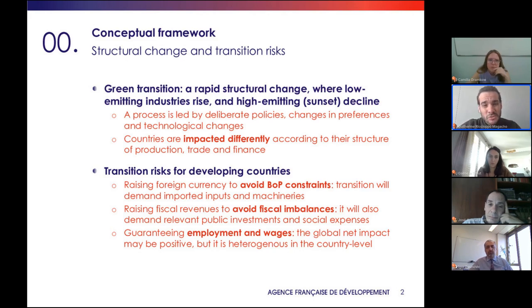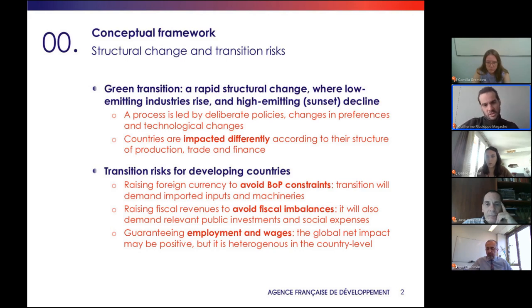Also, we need a lot of investments from governments, so there is the need to think about fiscal imbalances, and we need to look at these industries in terms of their importance for countries to avoid fiscal imbalances.